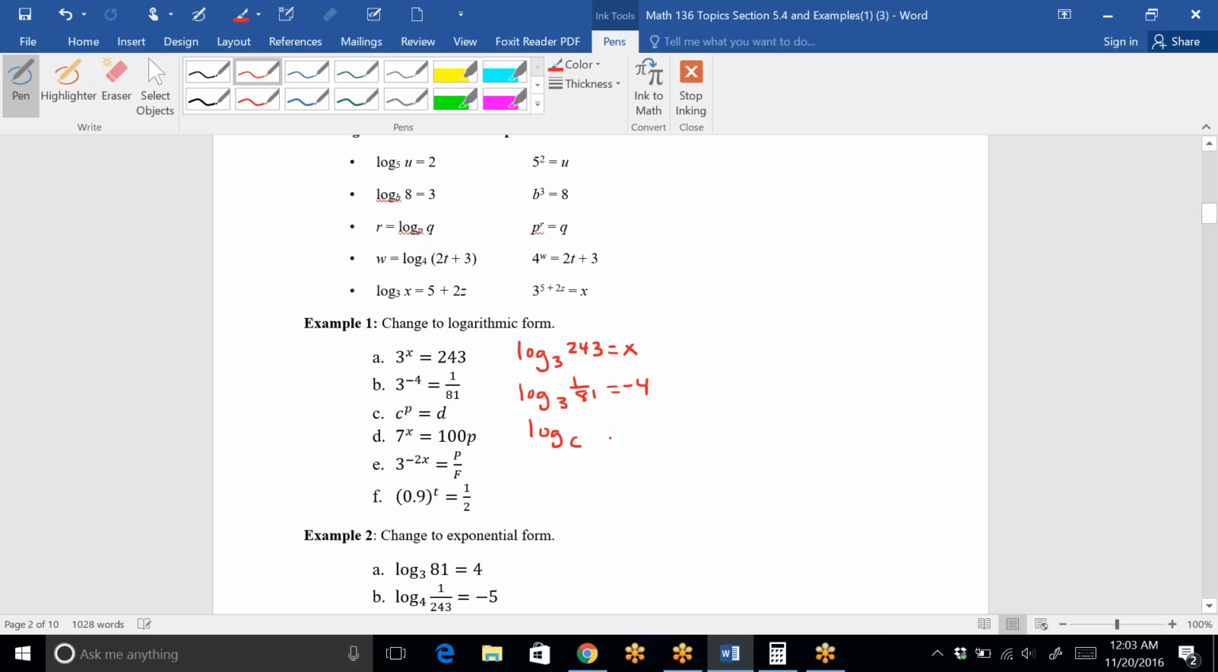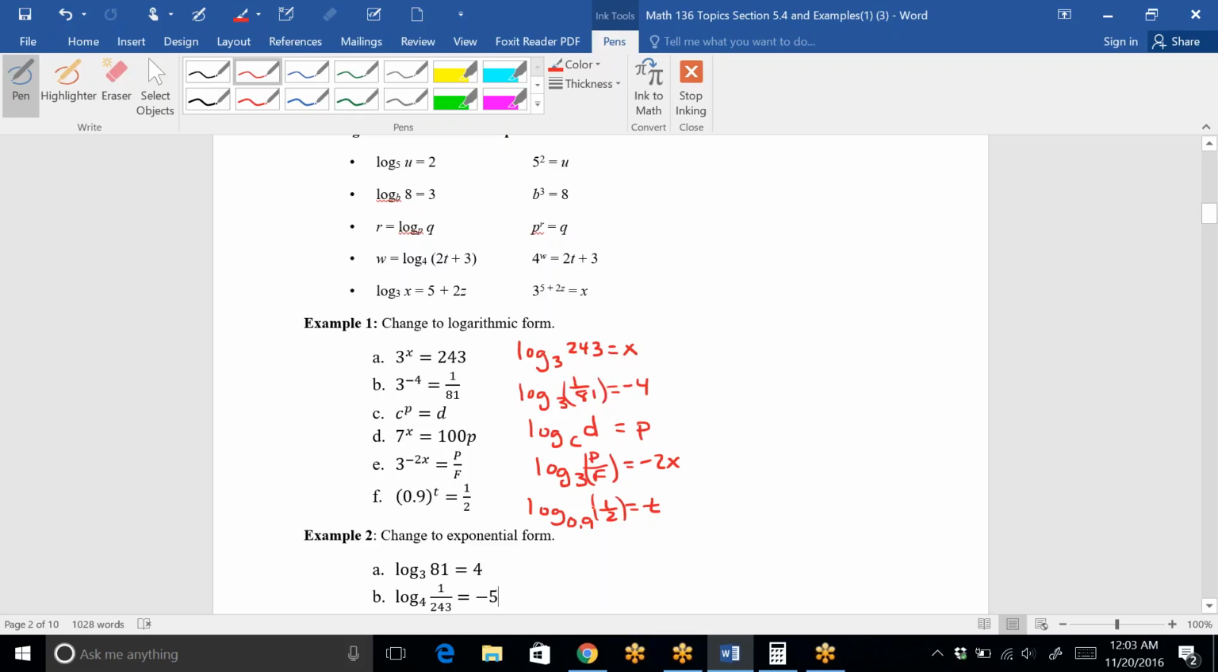Log base c. The exponent goes on the other side, which is p. The answer to the original goes in the argument, so that's d. Log base 3. The exponent is negative 2x, and the argument ends up being p over f. And then log base 0.9. The exponent is t, so that goes on the other side, and this is 1/2. Sometimes when it's a fraction, we like to put the argument in parentheses just to clarify that.